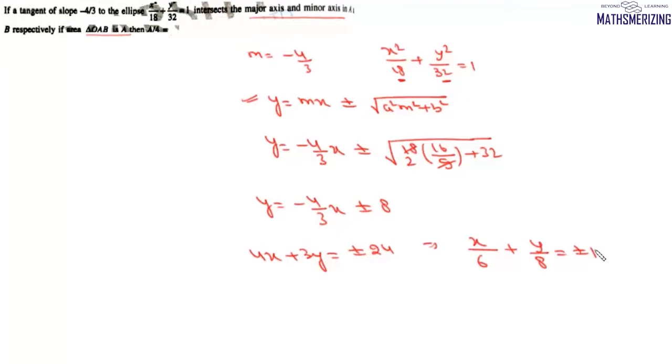Now we'll consider the positive value of intercepts, then we can simply write OA is 6 and OB is 8. Now what is the area of this triangle OAB? The area of triangle OAB will simply be 1 by 2 into 6 into 8, so it will be 24. Now we need to find the value of A by 4. Now A by 4 is 24 divided by 4, which is 6. So the answer to this question is 6 square units.